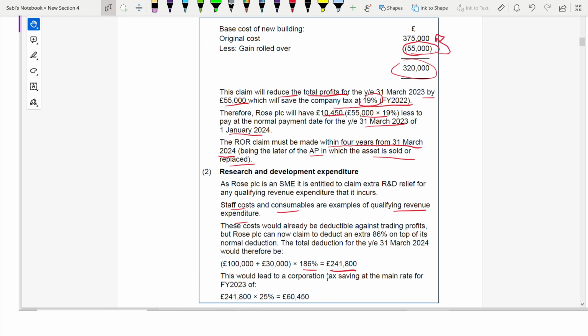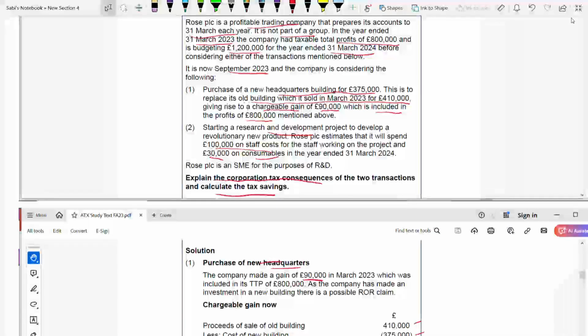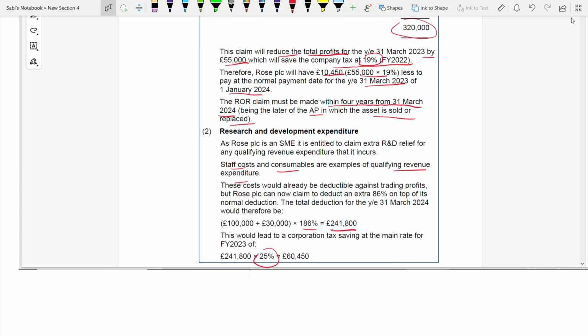Okay, now R&D in the year ended 31st March 2024. This falls in 2023. So for 2023 the rate is 25%. See, the cost that they have incurred, 100%, they must have already deducted against trading profit. Now additional 186%, so an extra 86% they can deduct. So this cost would already be deductible against trading profit, but Rose can now claim to deduct an extra 86% on top of the normal deduction. That is, normally 100% you can deduct, now 86% also, so 186% in total. At 25%, this is the corporation tax that you can save.